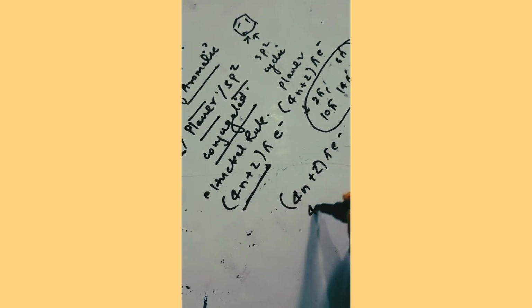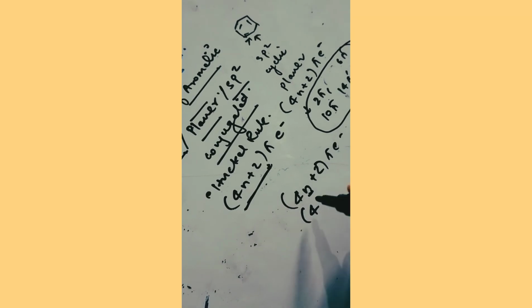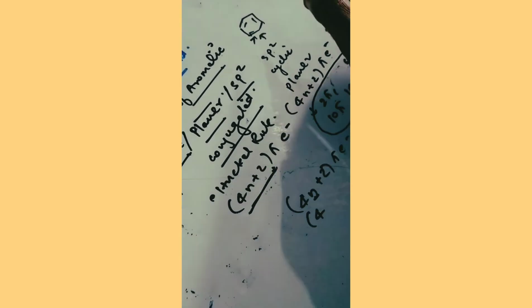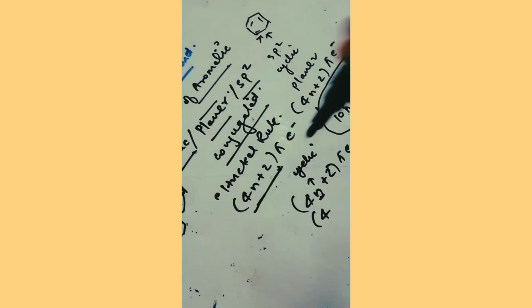Here, this n represents how much carbon is attached. Sorry, this n represents the ring. Only the ring. How many rings are present? One ring. So the pi electrons.